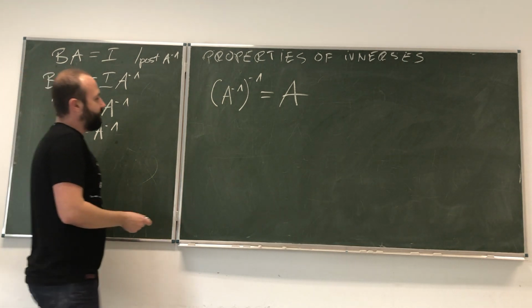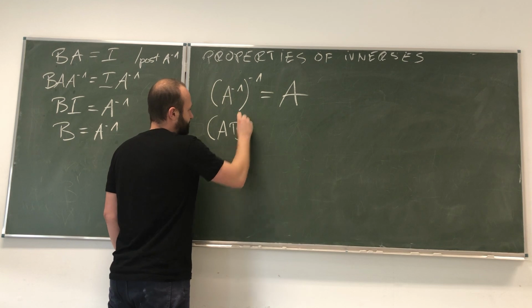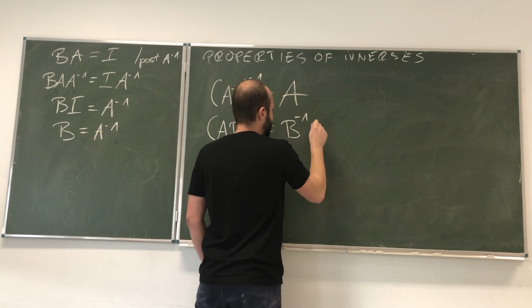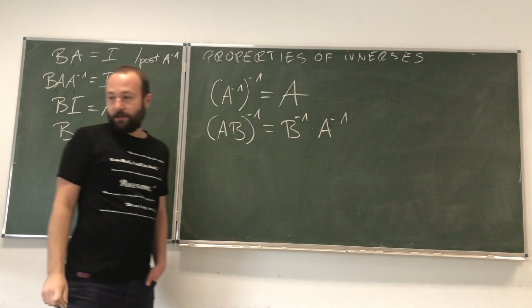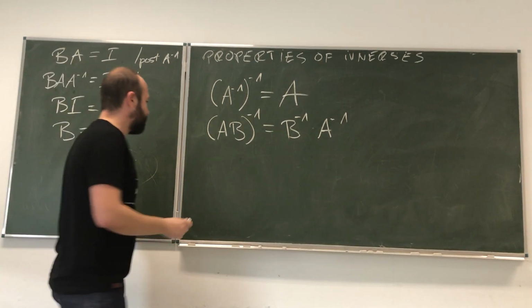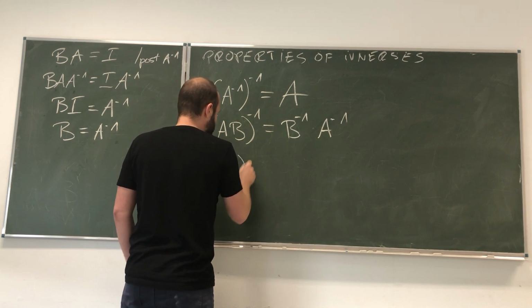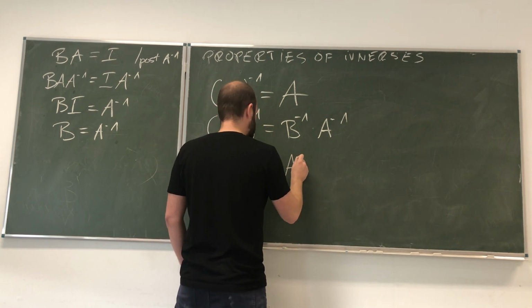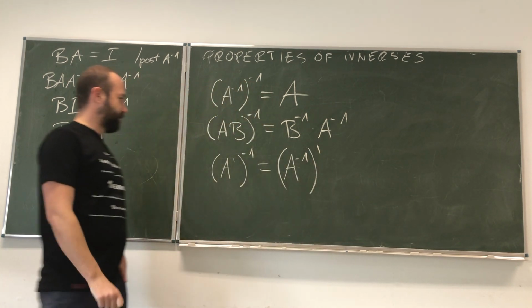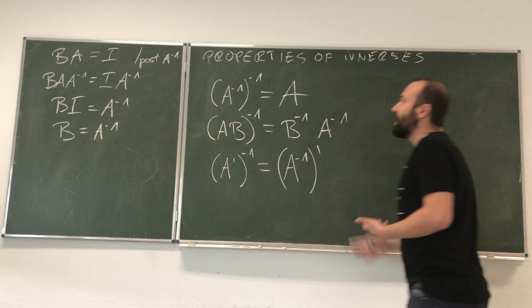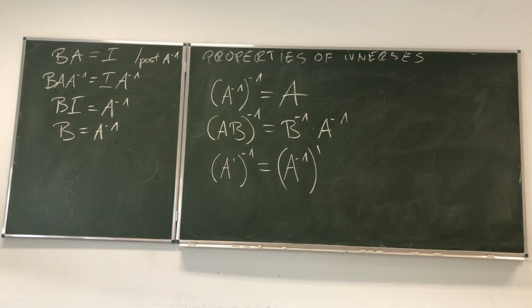Then we've got that AB inverted is the same as B inverted times A inverted. And finally, the last one is the inverse of transpose is equal to transpose of an inverse. We will not be proving this because at this moment we don't even know how to get inverse of A, and we will learn it.